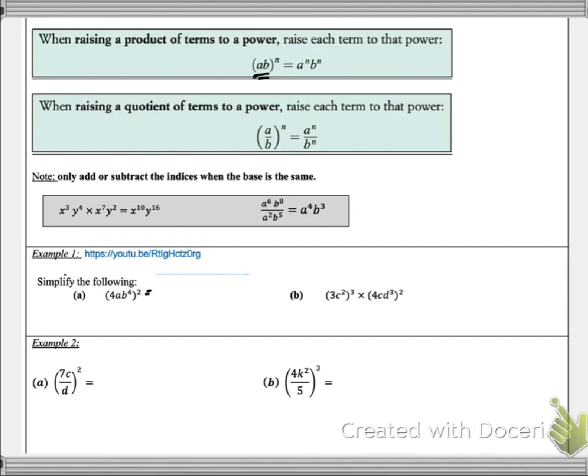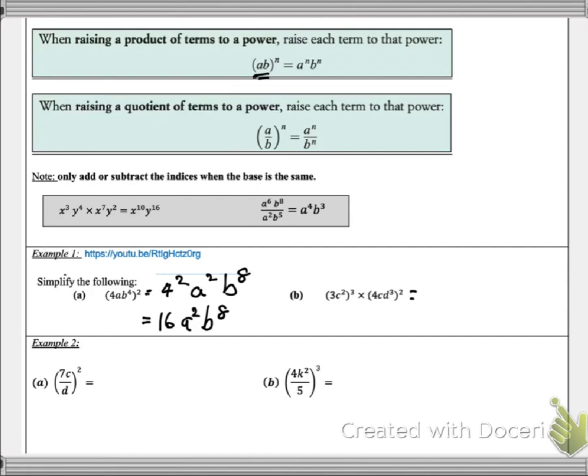Example 1, we have 4ab to the power of 4 all squared. So we have 4 squared, a squared, and then we use the raising of power by power to get b to the power of 8. And we can do that 4 squared as we normally would to get 16a squared b to the power of 8. In the next example, we're going to do a couple of steps.